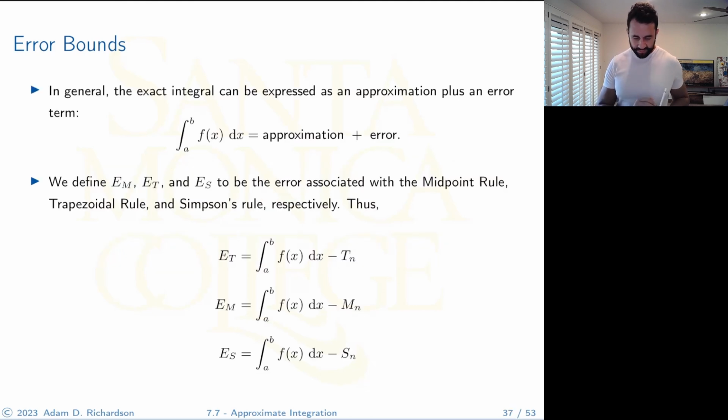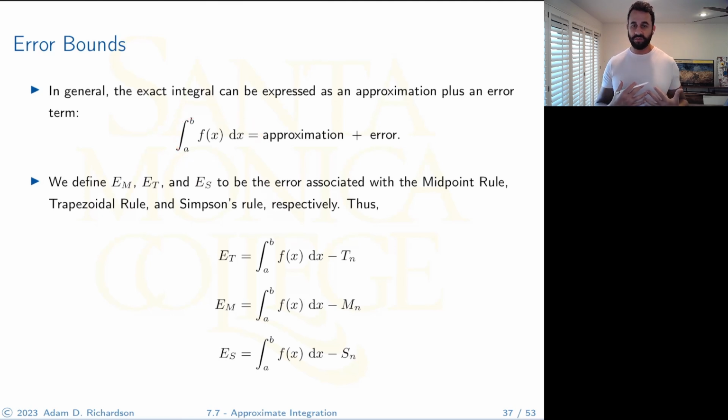All right, so here's the general idea. In general, an exact integral can be expressed as an approximation plus an associated error term. That's really what the integral is. The integral is an approximation plus an error. And the exact value of the integral occurs when the error goes to 0. So when the error is 0, then your approximation is exact and you have the exact value of that integral.